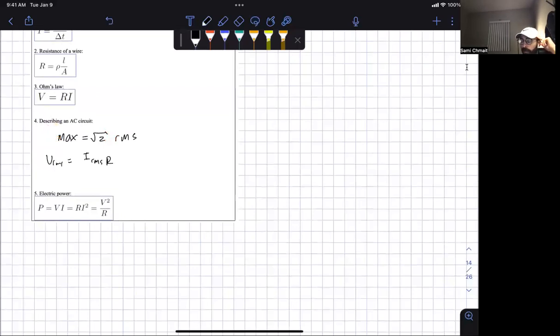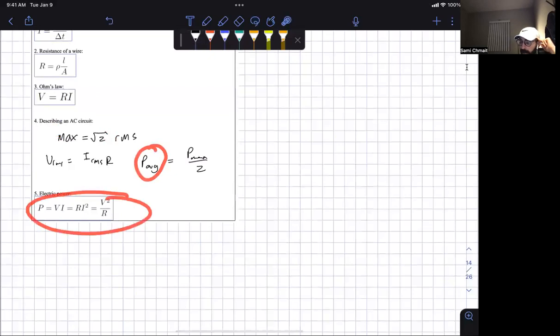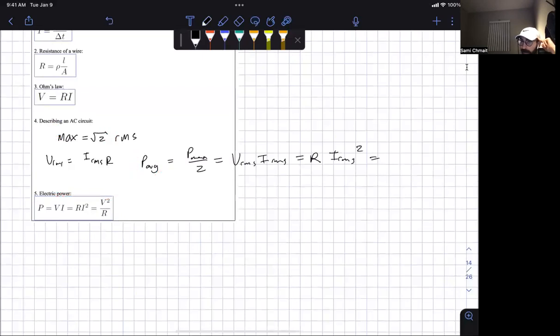And then the final thing is the comment on the average power, right? So the average power is equal to P max over 2. So you know how to rearrange this equation and solve for everything. And basically everything else you need to solve for this P average value is right here. That's also going to be equal to V RMS times I RMS. That's going to be equal to R times I RMS squared, and also V RMS squared over R. Cool.